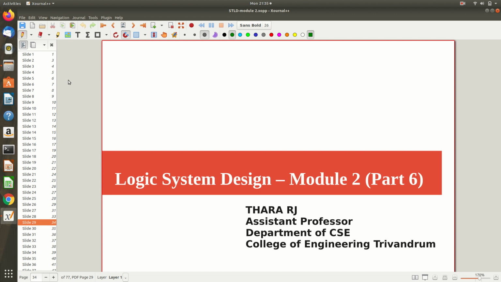So what we were discussing in part 5 is about the important Boolean algebraic theorems as well as postulates, right? Particularly the switching algebraic theorems and postulates. Hope you remember. And we were discussing the proof also. I think in part 5 we discussed how idempotency can be proved.